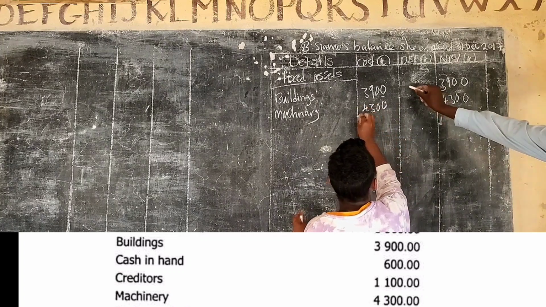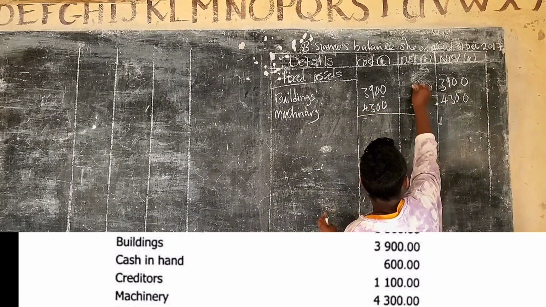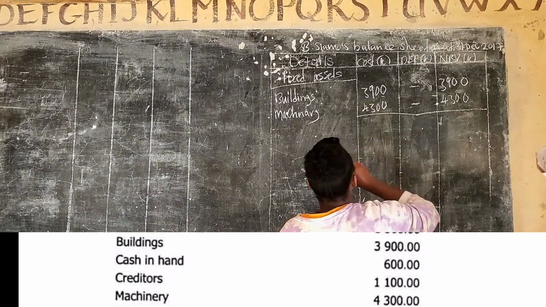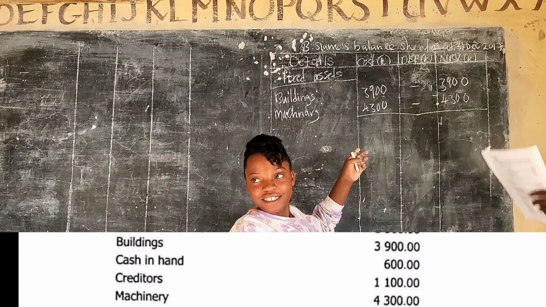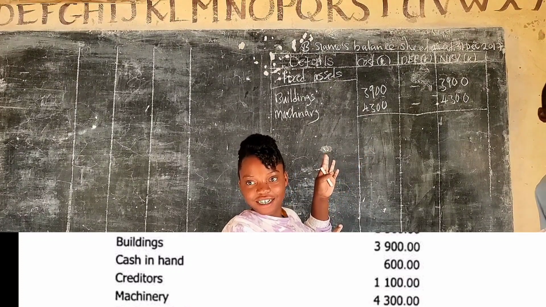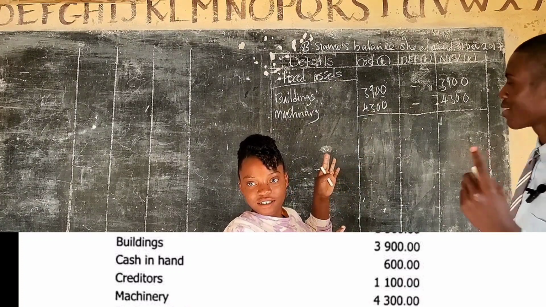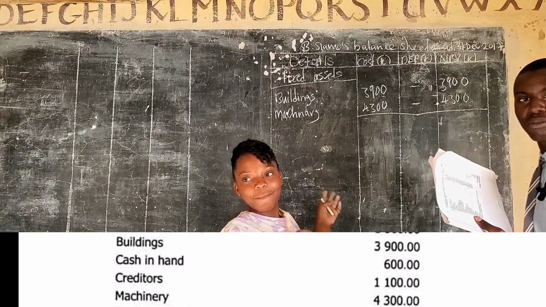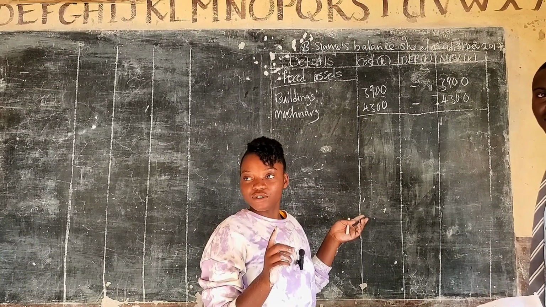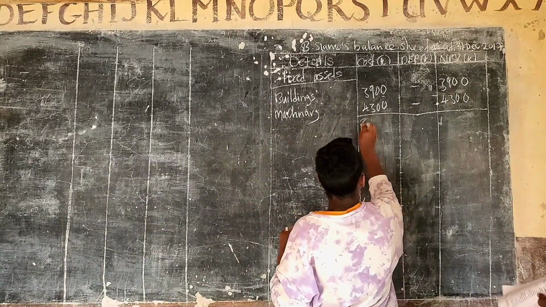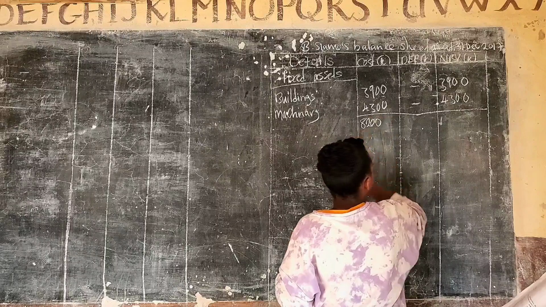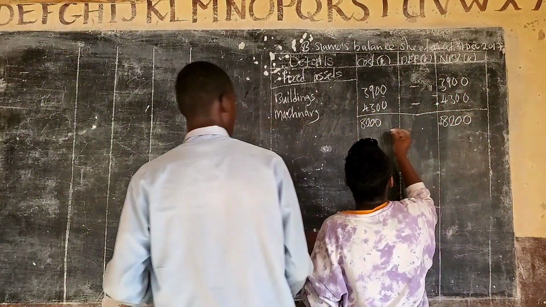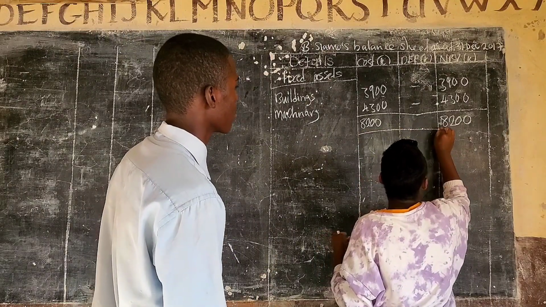So we're going to draw a line. So guys, you can add for us the fixed assets. 8,200. Even here you write the same 8,200. Draw the line.